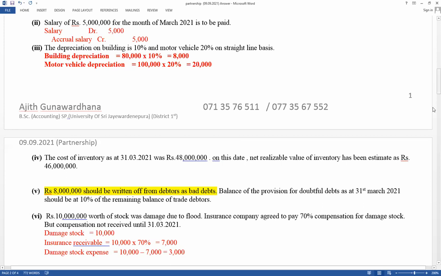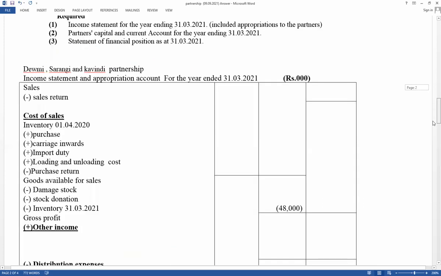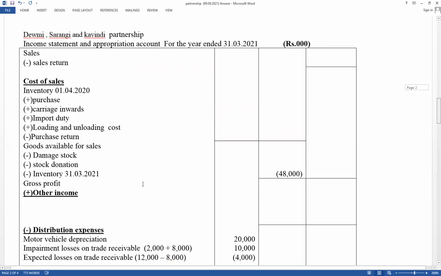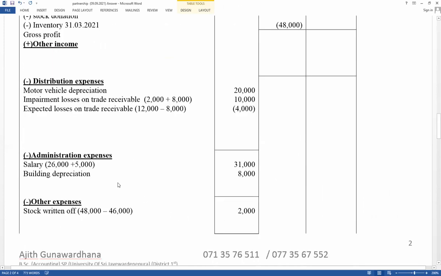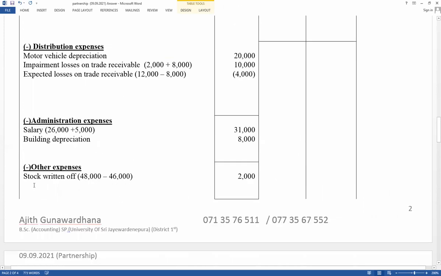3 marks. Record it. Based on matching concept under cost of sales calculation as damage stock cost value 10,000 should be deducted. Cost value of damage stock. And as a damage stock expense and other expense should be include only balance parts. Insurance company හම්බෙන්නේ නැති ටික, as a damage stock. This is a damage stock expense.